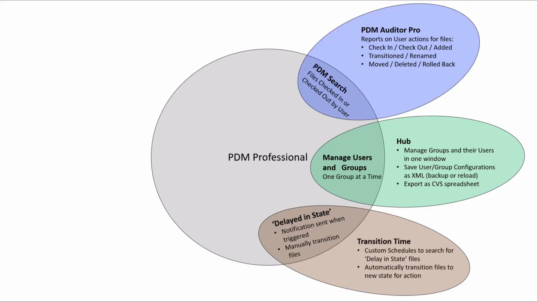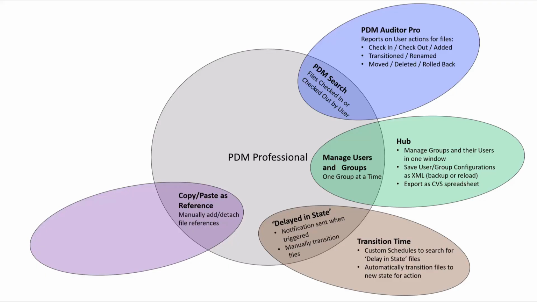With the transition time, you can set custom schedules to search for delay in state files and then automatically transition those files to a new state so more people can have visibility and you can decide what to do with it. The schedules can be once a day, once a week, whatever you decide to be. The idea here is to really reduce bottlenecking and keep your data flowing.